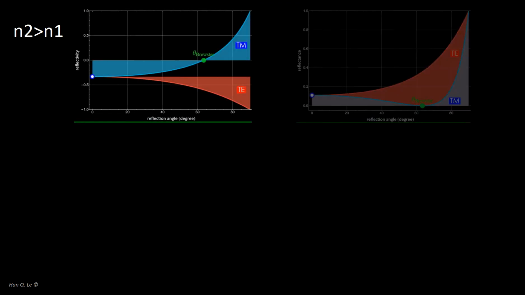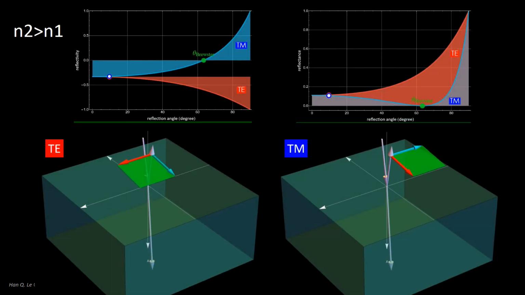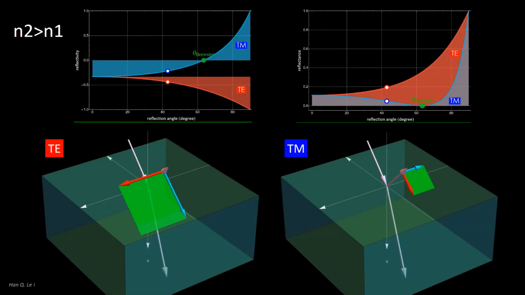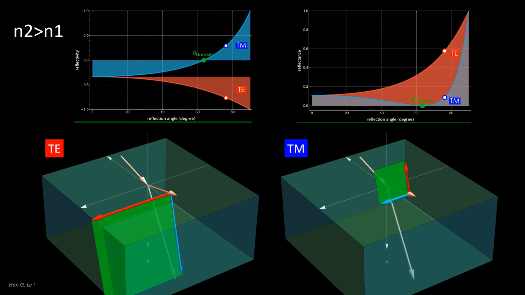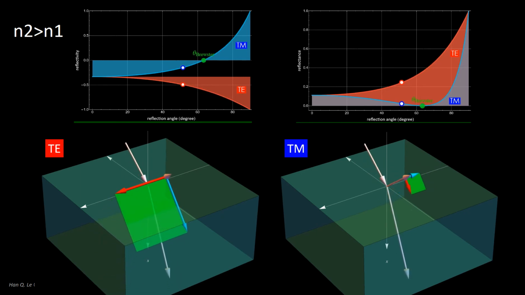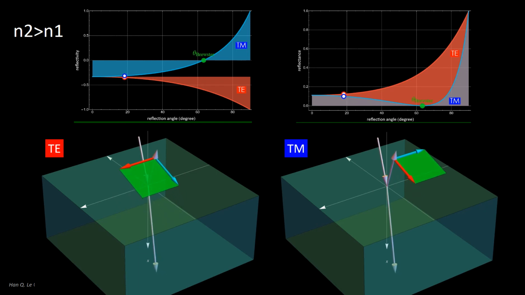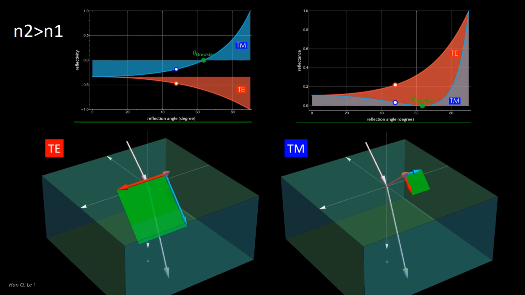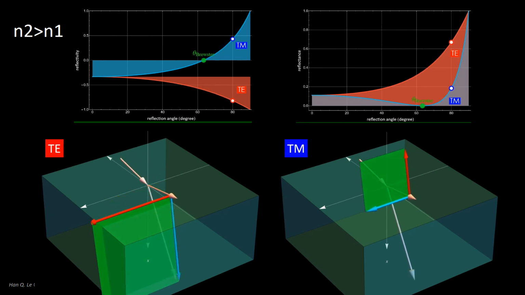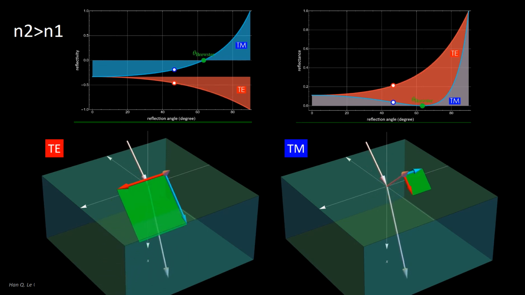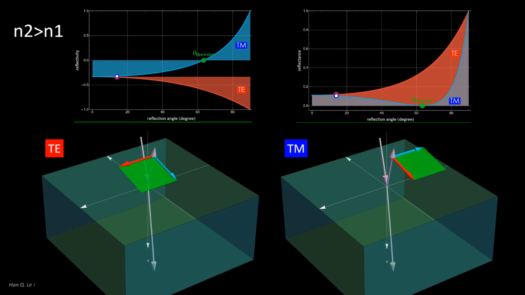The chart of TE and TM reflection coefficients shows that the E-field reflectivity starts out at negative, that is 180-degree phase for n2 greater than n1. As the incident angle increases, the TM E-field reflectivity shifts toward the positive, and hence, it must cross a point where it vanishes, which is the Brewster's angle.